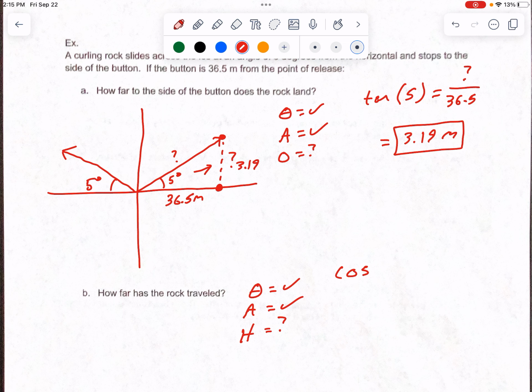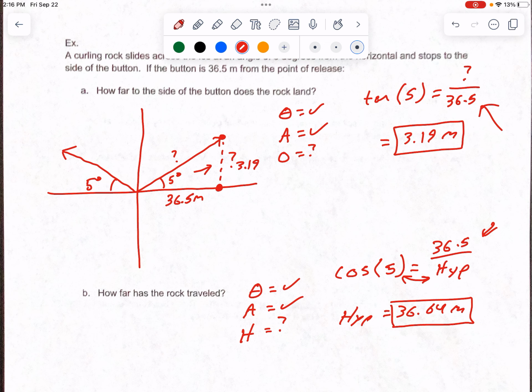Okay, so cosine of 5 equals adjacent, which is 36.5, over hypotenuse. We don't know. I'm going to leave it like that. Now, just be careful. Don't multiply both sides by 36.5. You could do it up here because it was on bottom. Okay, but you cannot do it here. Okay, what you can do is you can switch these two. So it would actually be 36.5 divided by cosine of 5. Okay, so that basically means my hypotenuse is going to come out to be 36.64 meters. And that is it for this video.